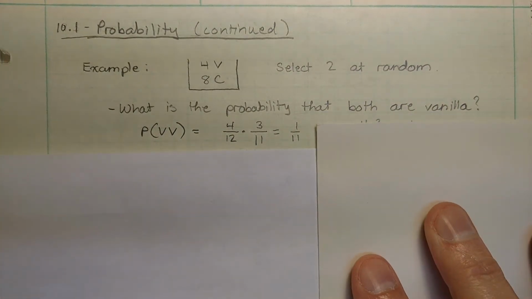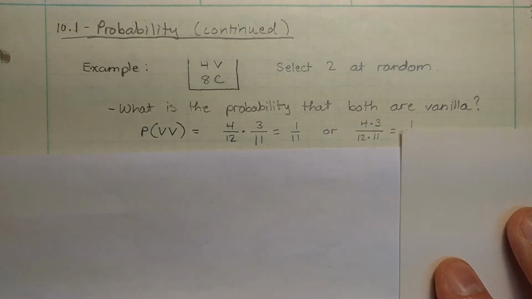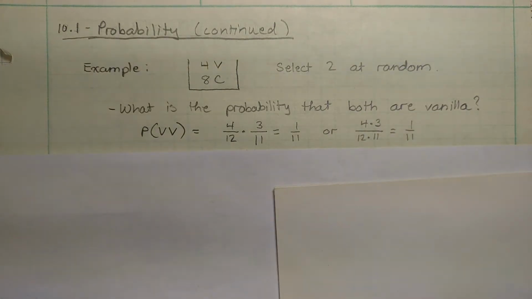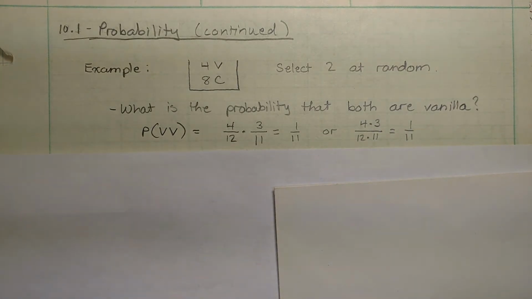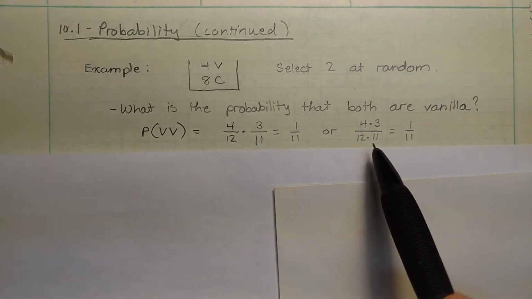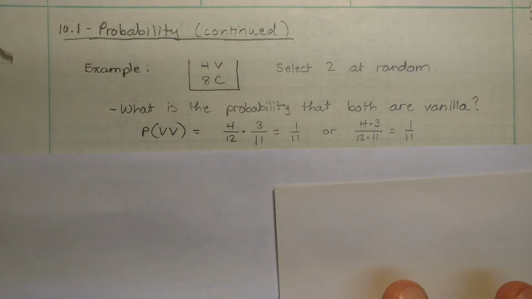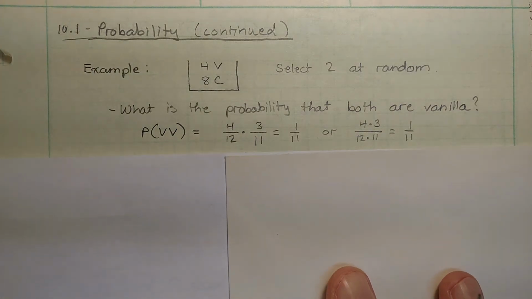So there's a 1 in 11 chance, or we could think of it as a single fraction if we want to do it that way, where this is the possible combinations of ways we could get a vanilla, and this is the total number, if you want to think of it that way. Just a different way to look at it.